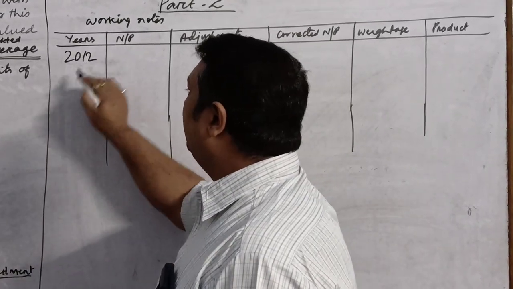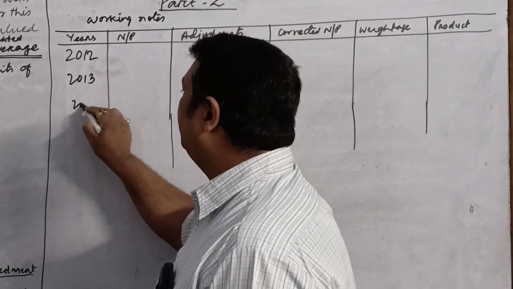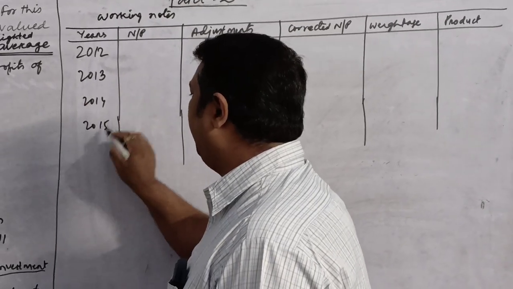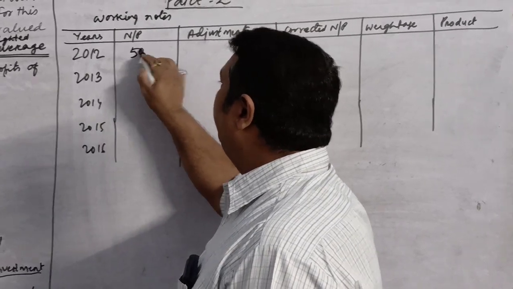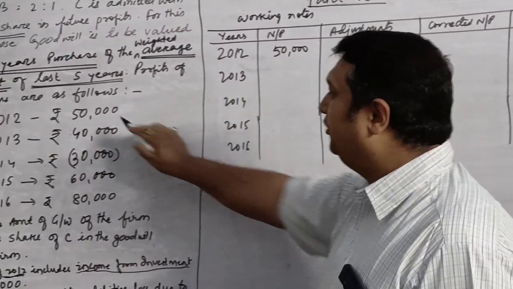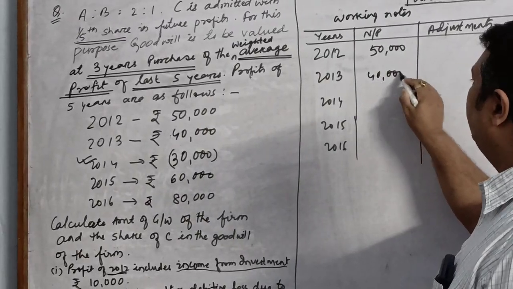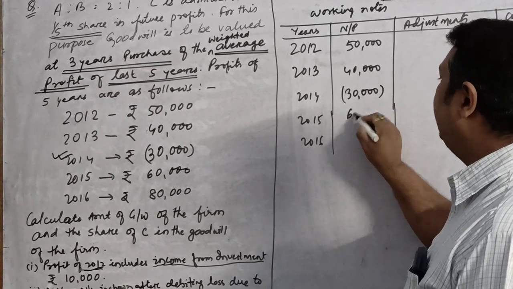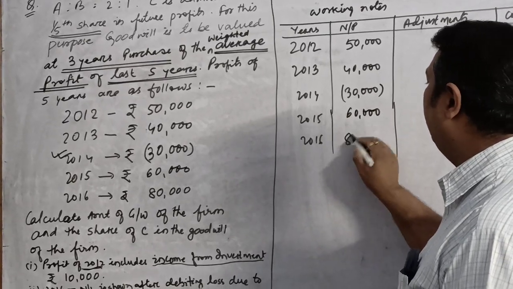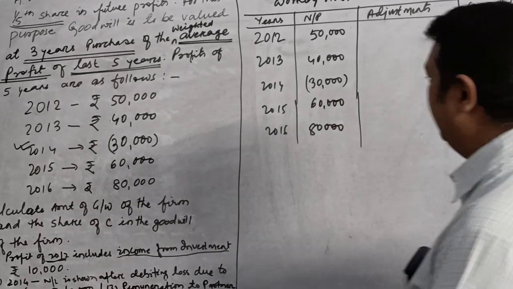The years are 2012, 2013, 2014, 2015, 2016, and the net profits which have been mentioned is 50,000 for the first year, 40,000 for the second year, 30,000 loss for the third year, then 60,000 profit for the fifth year, and then there is a profit of 80,000.